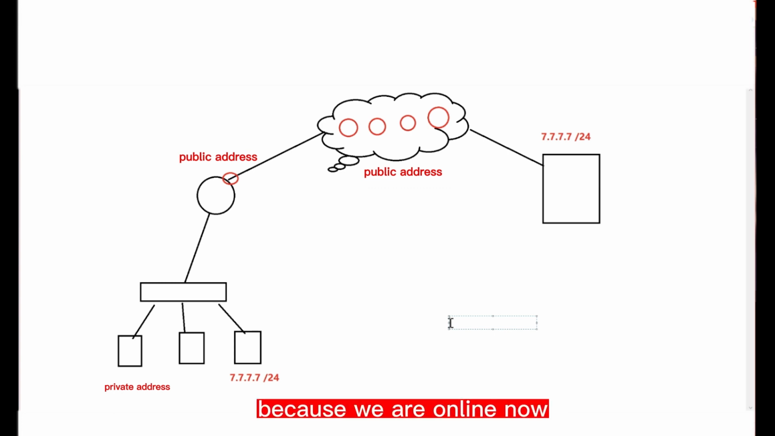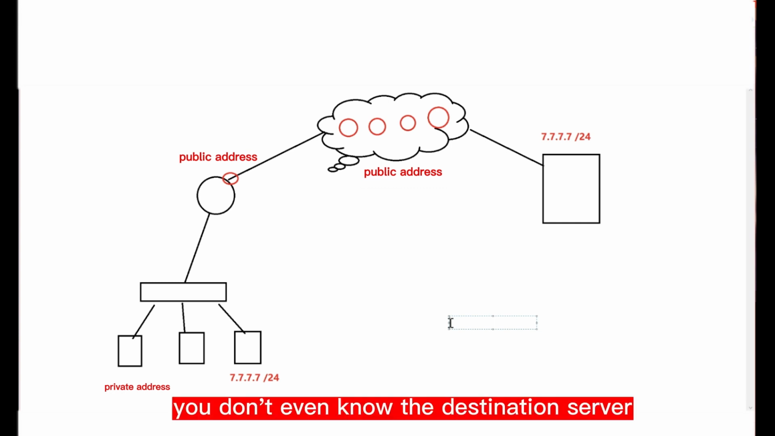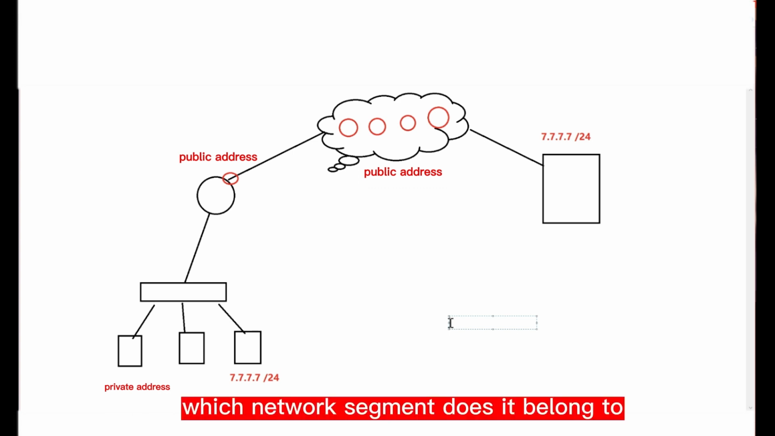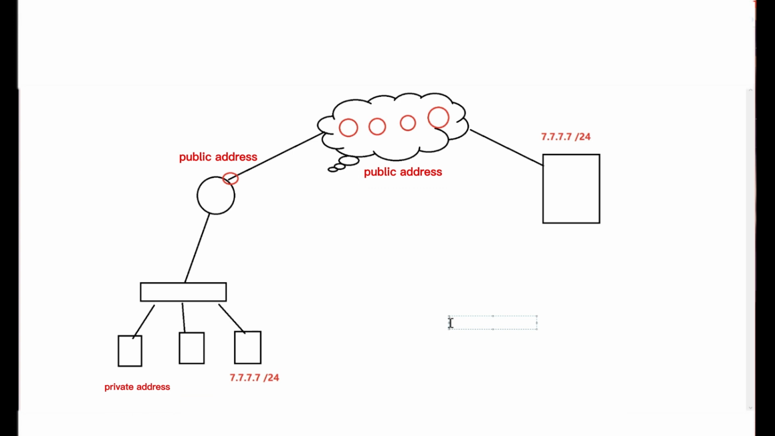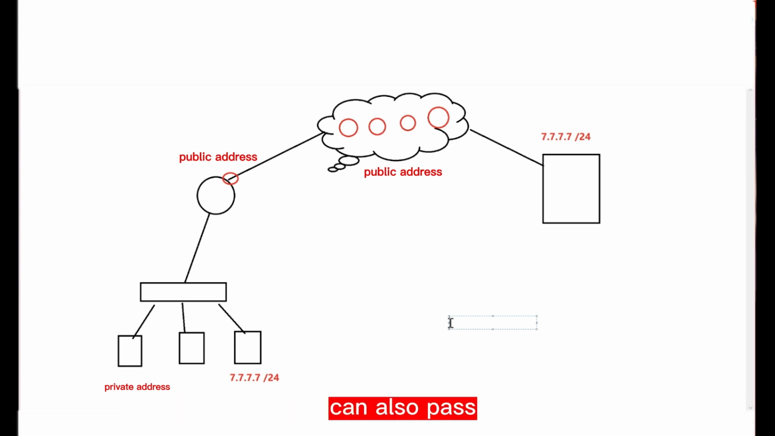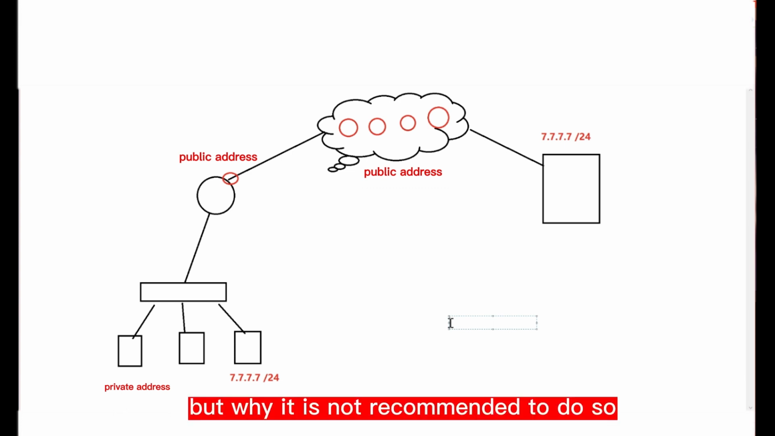Because when we are online now, DNS is used. We are all resolving names. You don't even know which network segment the destination server you are accessing belongs to. You can't promise yourself there will be no repeat. That's why we can configure it, and it can also pass. But why is it not recommended to do so?